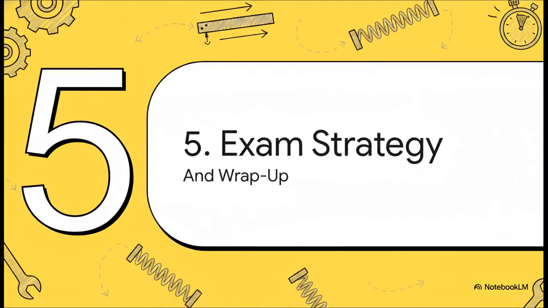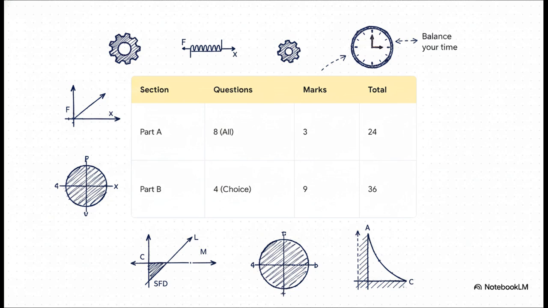Let's bring it all home. Section 5, Exam Strategy and Wrap-Up. Let's break down how this end semester examination layout actually works. You have 2.5 hours for 60 marks. Part A requires you to answer all 8 questions at 3 marks each. These are going to be quick definitions like define Hooke's law or simple one-step calculations.